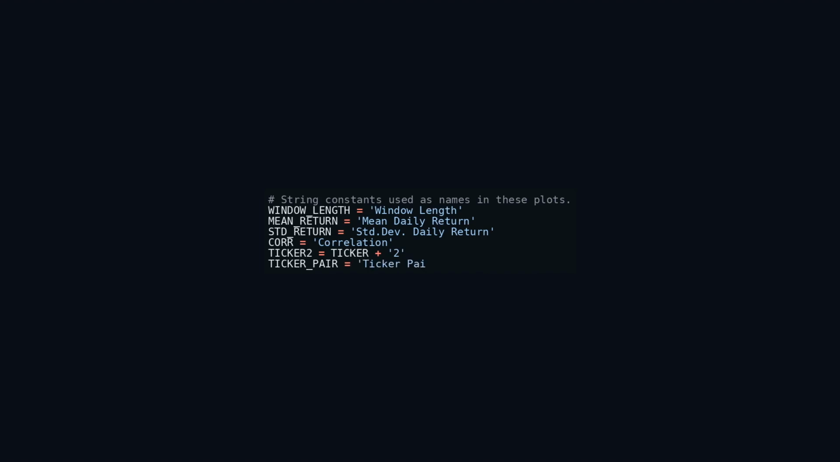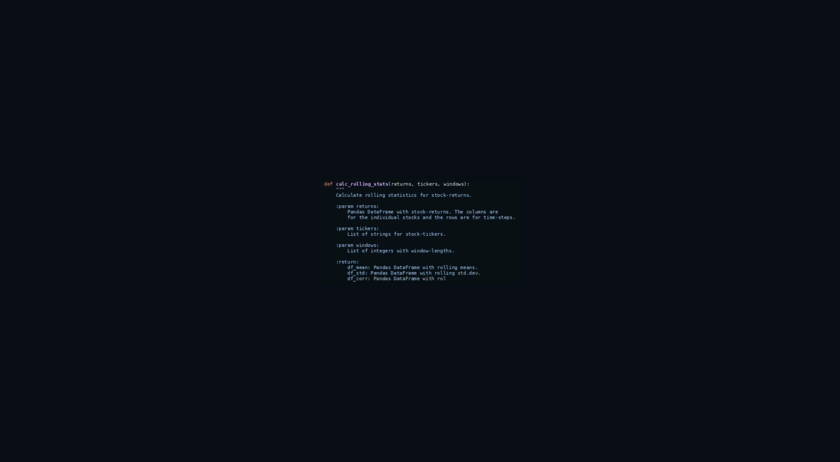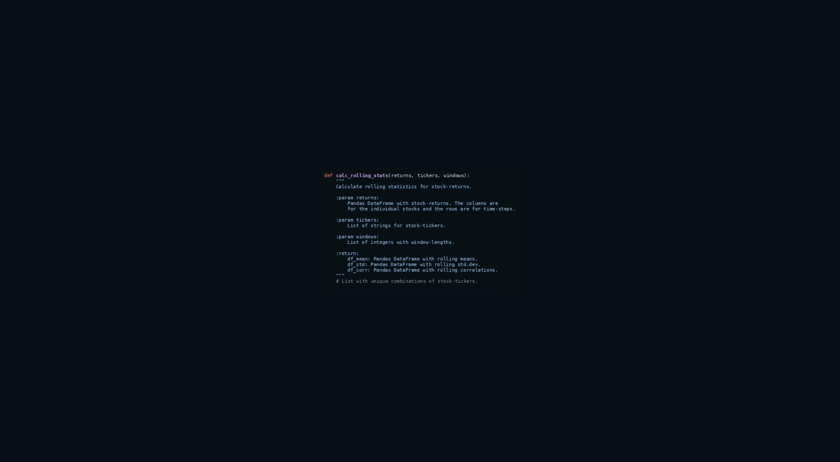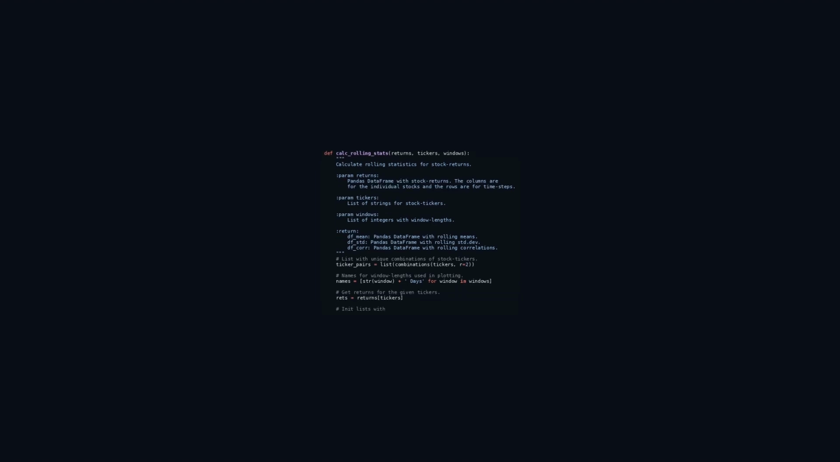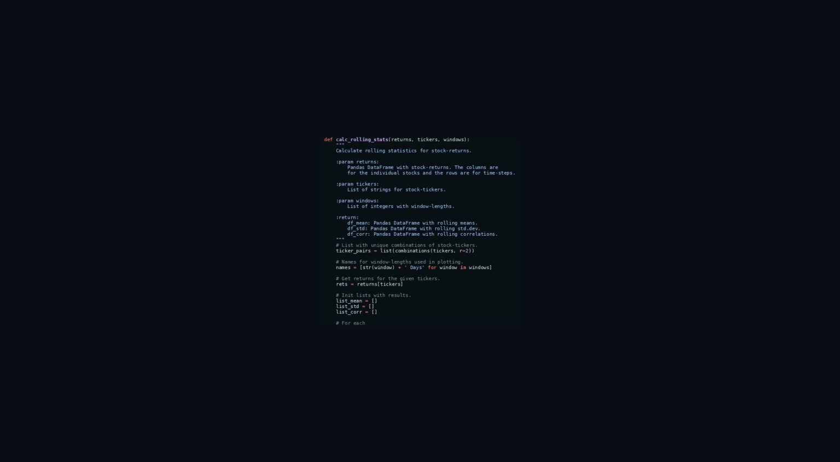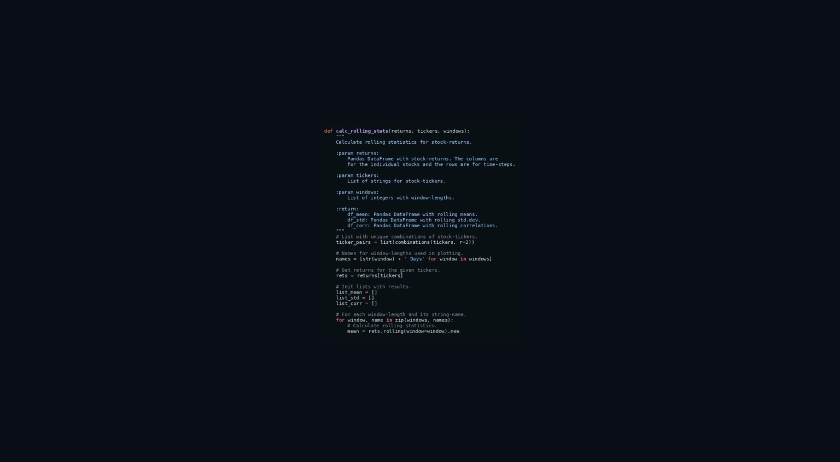strings throughout the codebase. The function shall_rolling_stats is designed to compute rolling statistics for stock returns based on specified window lengths. It takes three parameters: returns, which is a pandas data frame containing stock returns; tickers, a list of stock tickers; and windows, a list of integers representing the lengths of the rolling windows. Initially, the function generates a list of unique combinations of stock tickers and creates labels for each window length to be used in plotting. It then extracts the stock returns data for the specified tickers from the input data frame and initializes lists to store the calculated rolling mean, rolling standard deviation, and rolling correlation for each window length provided.